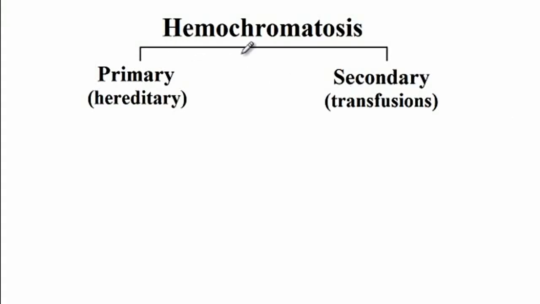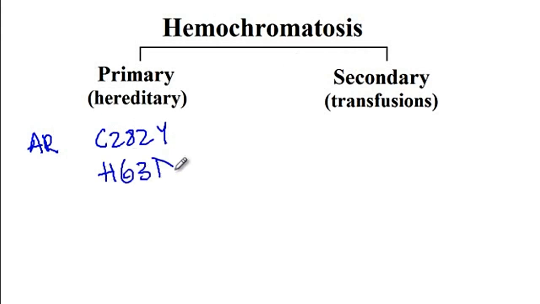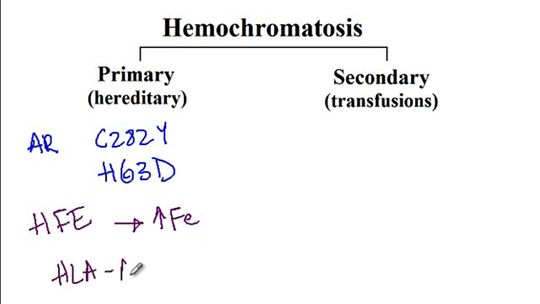In this video, I'm going to discuss the features of hemochromatosis, where there is too much iron accumulation in the body. Primary or hereditary hemochromatosis is an autosomal recessive disorder that is due to the C282Y or H63D mutations in the HFE gene, as a consequence of which there is too much iron absorption in the duodenum. There has also been shown to be a genetic association between hemochromatosis and human leukocyte antigen A3.